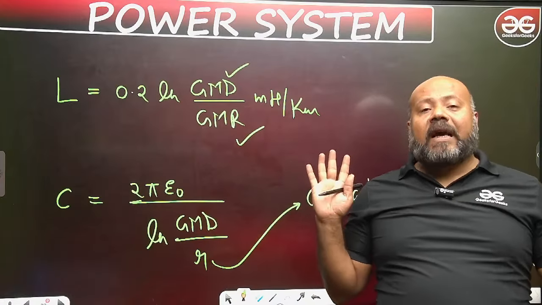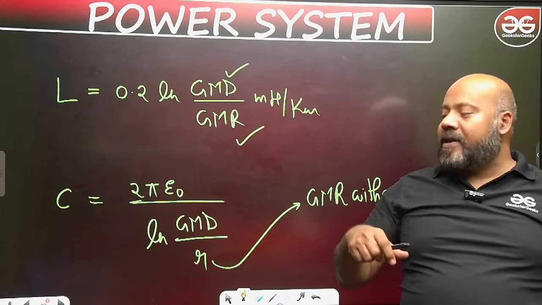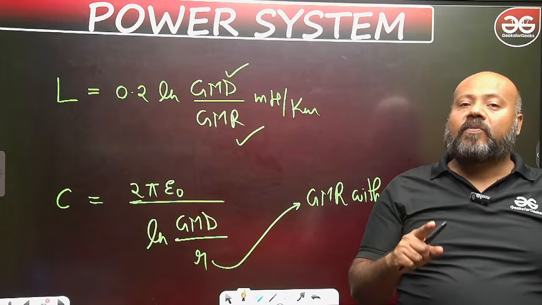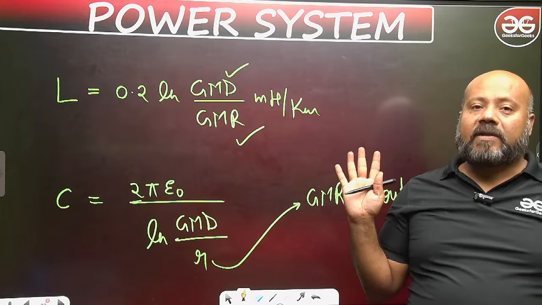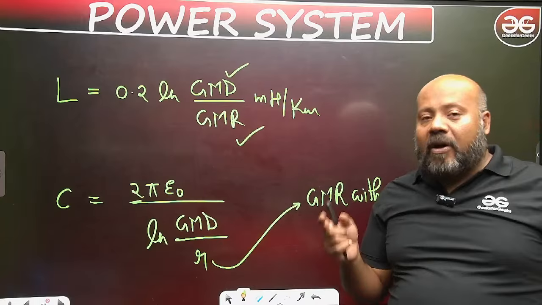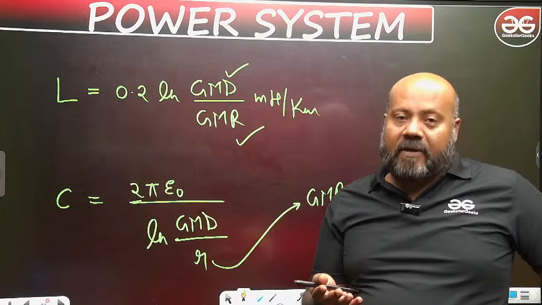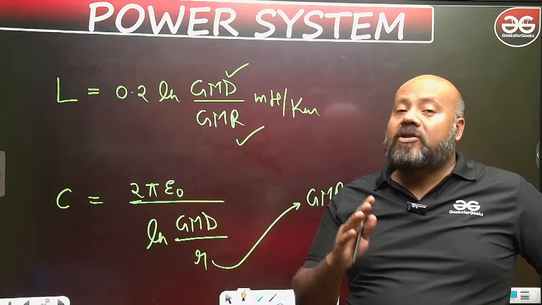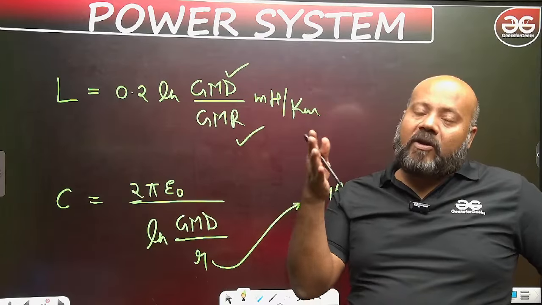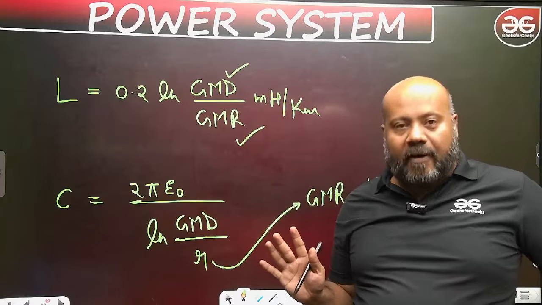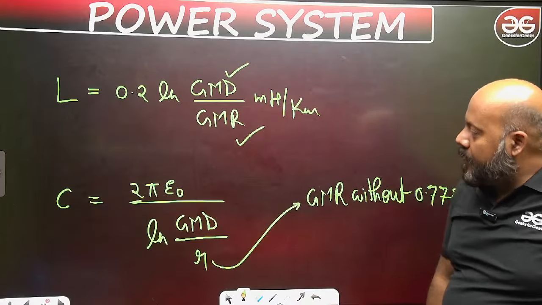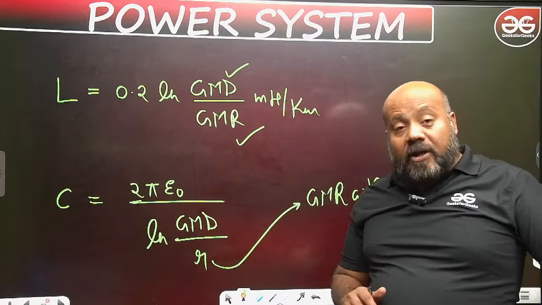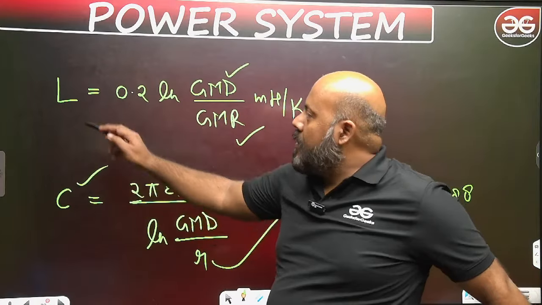Exactly the same way you will calculate it, but the only difference is when you calculate the capacitance, you will not use the factor 0.7788. This is the only difference. Why are you not using it? Because in case of capacitance, we talk about electric fields, and for electric field, internal flux linkage is not possible because electric field cannot exist inside a conductor. Yes or no? I hope you understand. Now here also GMD is constant, R is constant, so C is also constant.